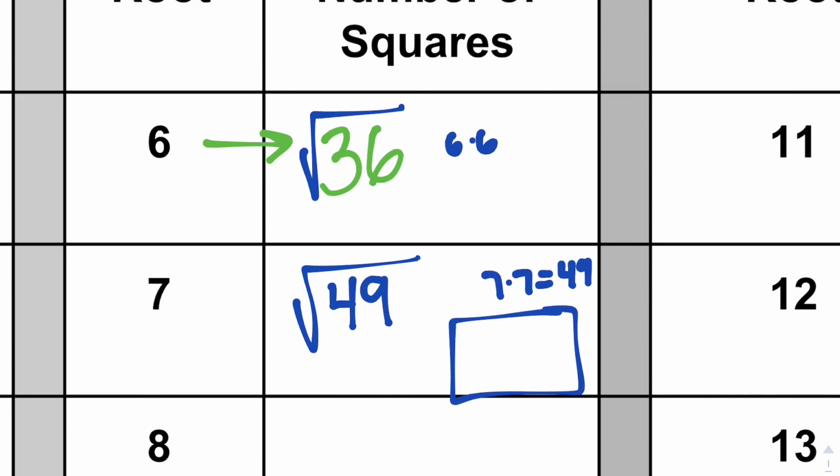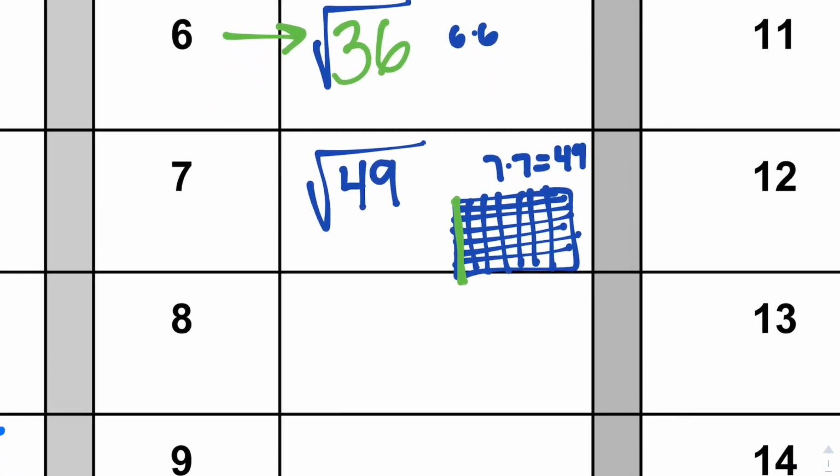So if you had a big square with 1, 2, 3, 4, 5, 6, 7, and 7 by 3, 4, 5, 6, 7. Did I do 7 there? 1, 2, 3, 4, 5, 6, 7. No. 7. The root of that would be, that length is a 7.